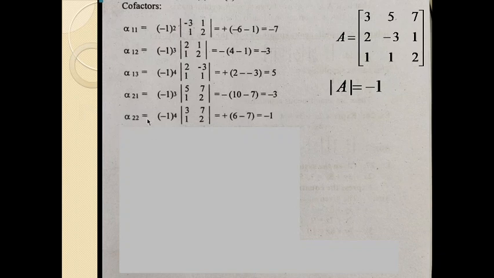Next one, alpha 2 2. Alpha 2 2 means second row, second column. It is -3. So when this number is selected, corresponding row, columns are neglected. The remaining numbers are 3, 7, 1, 2. See, it is 3, 7, 1, 2. -1 raised to 4, it is an even number, so it will be plus. 3 into 2, 6, 6 minus 1 into 7, 7, 6 minus 7, it is -1, -1 into plus, -1.